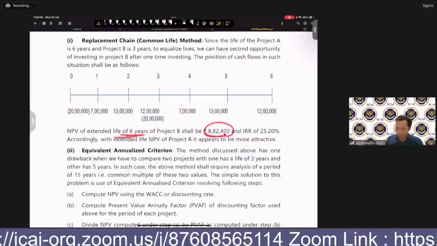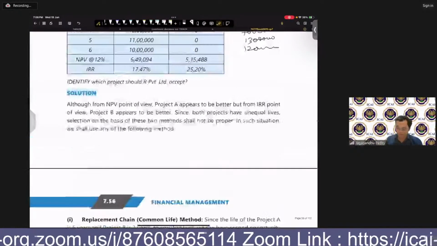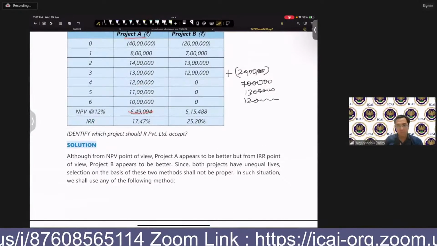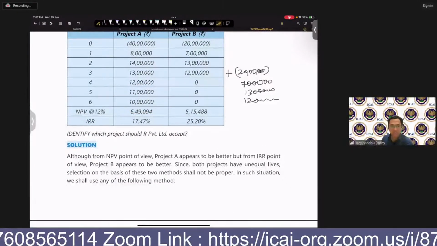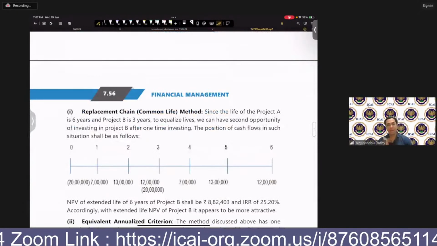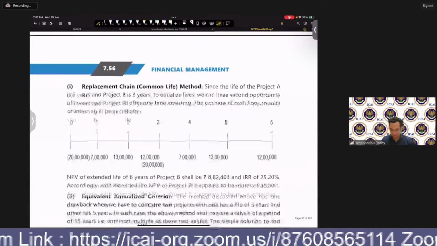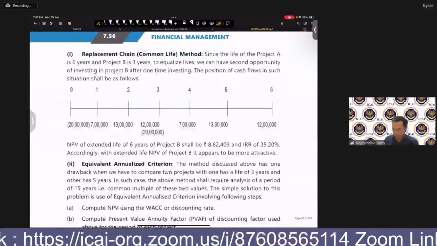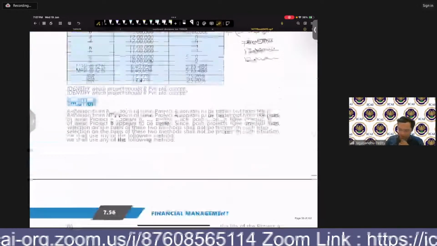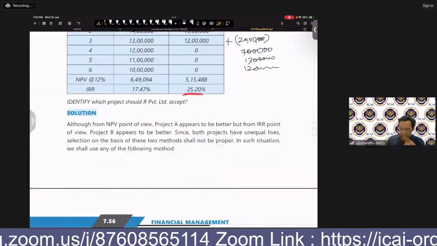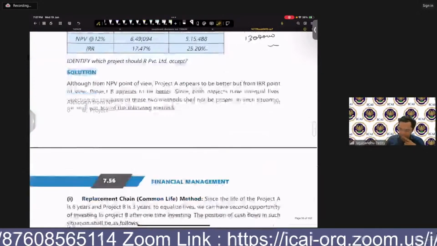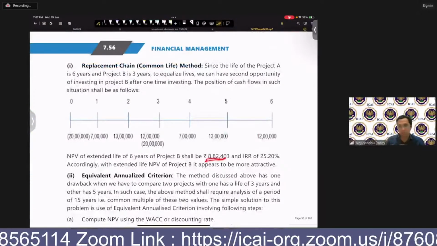The NPV of the extended life of 6 years of project B comes out to be 8 lakh 82, which is far better than project A. So project A in its entirety, in its own, is able to have an NPV of 649. And if you're looking for repeating the project B after 3 years and taking these cash flows, you will have an NPV of 882,403 and IRR of 25.2%. So IRR is 25.2%, but here the NPV is again working in your favor, wherein we say NPV is higher, so we should go for this project.